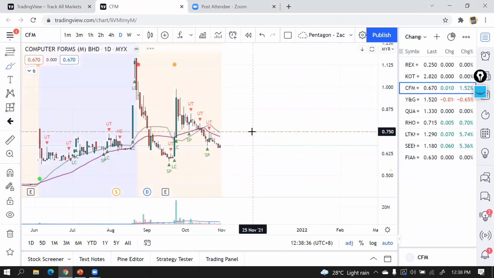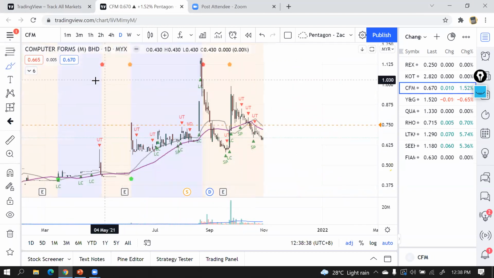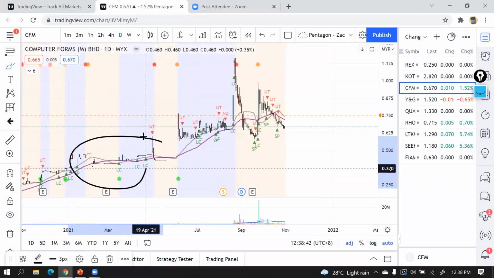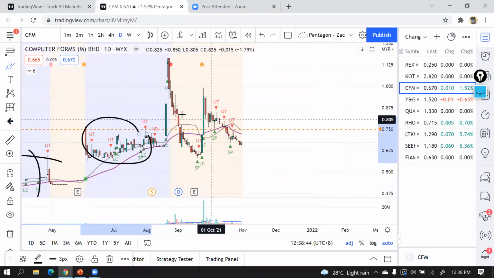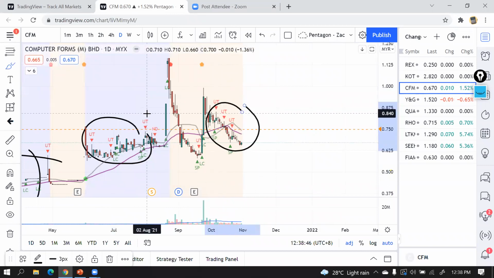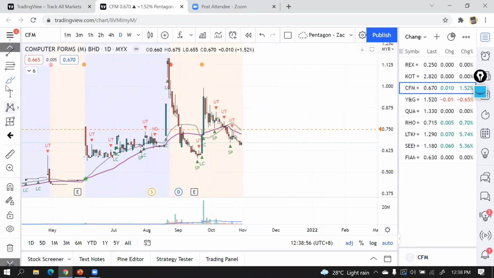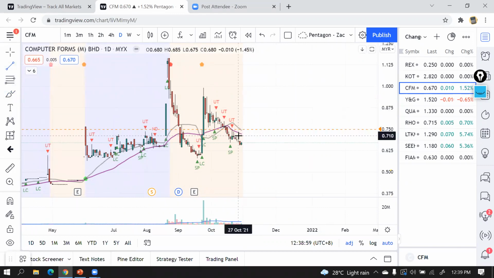The other one is CFM. It's very obvious again. Here you can notice the candles are coming back, the formation candle is coming back, but I think they are doing another round of shakeout. That's why I'm parking my alerts somewhere around 75 cents. If you look here, we've got 2 LC in this range.